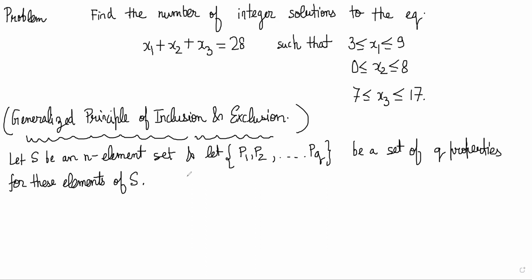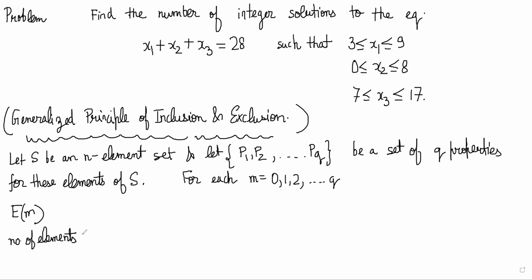Now, for each m is equal to 0, 1, 2 till q, we can say what is E of m? What is the meaning of E of m? It is the number of elements having m properties. Which m properties? Any m properties out of the set P1, P2, till Pq, right?